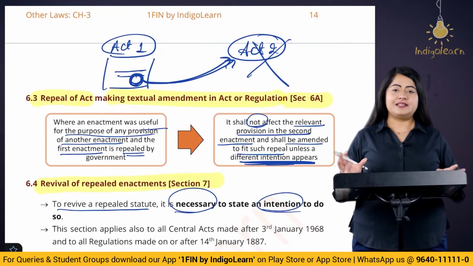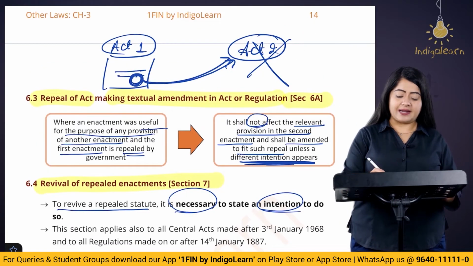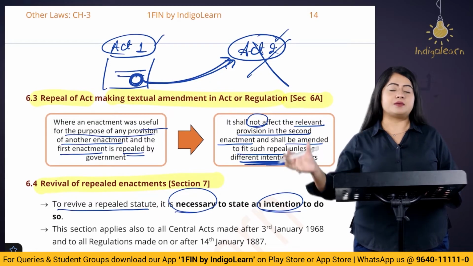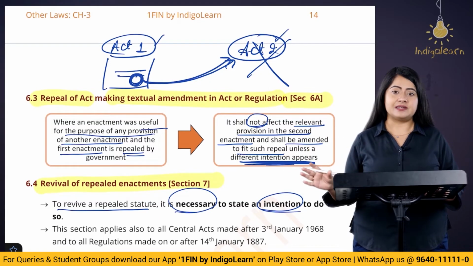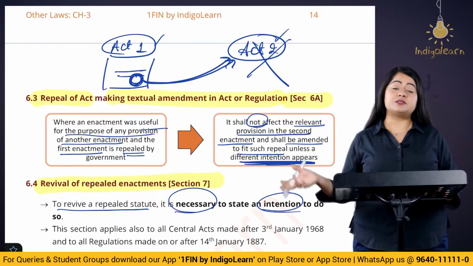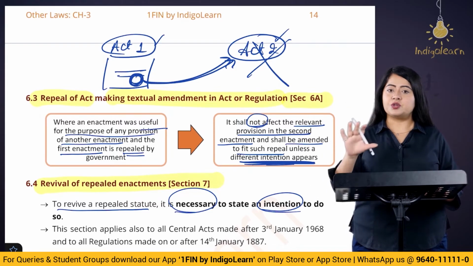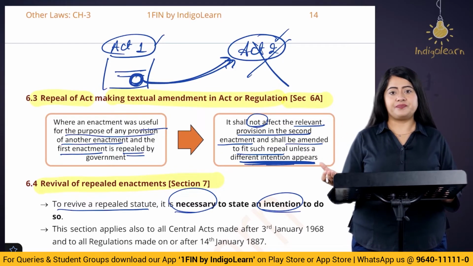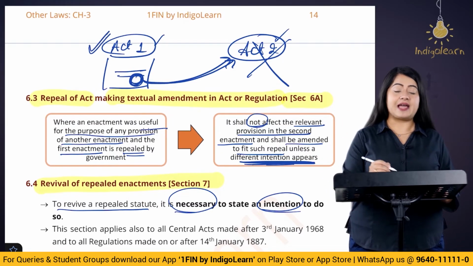What does it mean? Let's try to take the same example. We have Act number 1 and Act number 2. Now Act number 1 uses the reference of Act number 2, and Act number 2 has been repealed. Now let's say that Act number 2 has been revived back. So it was first of all repealed, now it has been revived back with some sort of modifications. In that case, how are we going to interpret this Act number 1?